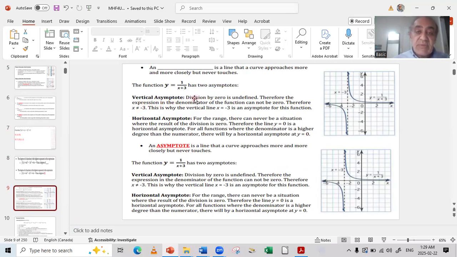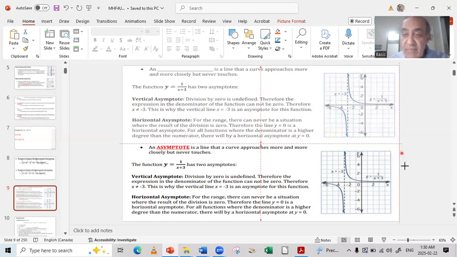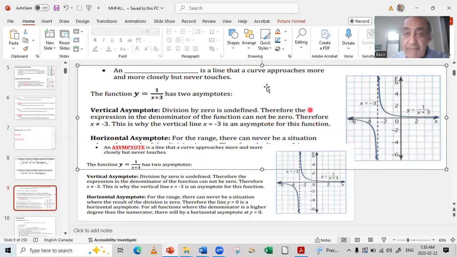We also said we have something called an asymptote. The asymptote is a line that never intersects with the x-axis or the y-axis. It will never intersect with them, but it goes very, very close to it, but cannot be zero. We have vertical asymptote and we have horizontal asymptote. And just let me enlarge this as well, so you guys can see it properly.